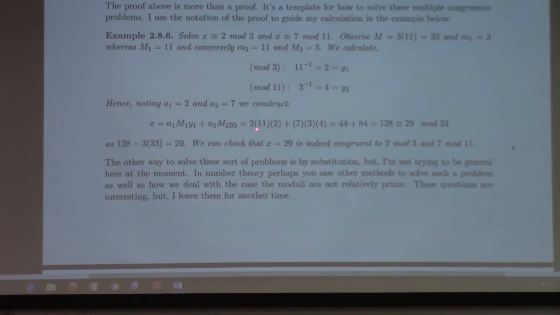Anyway, so you multiply those. That's 44. That's 84. But we're working mod 33, right? So you split off so you get 128, and mod 33, that's congruent to 29. Because 99 is 0 in this world, so 99 plus 29 is 128. And it's easy to go back and check that 29 is simultaneously a solution to both of these. Like 29 is equal to 2 mod 3, and 29 is equal to 7 mod 11. It's not an accident. It's an inescapable truth. We've proved it in general, okay?